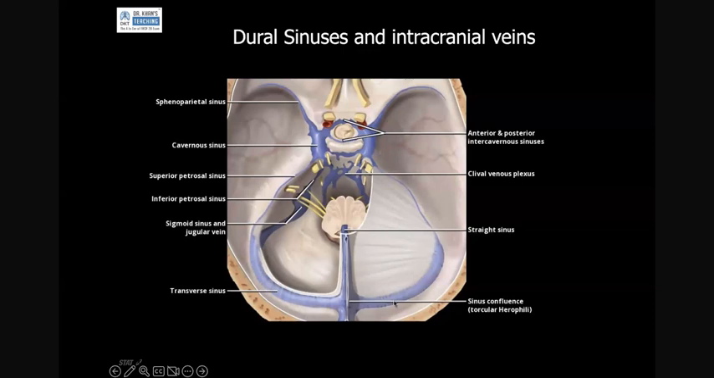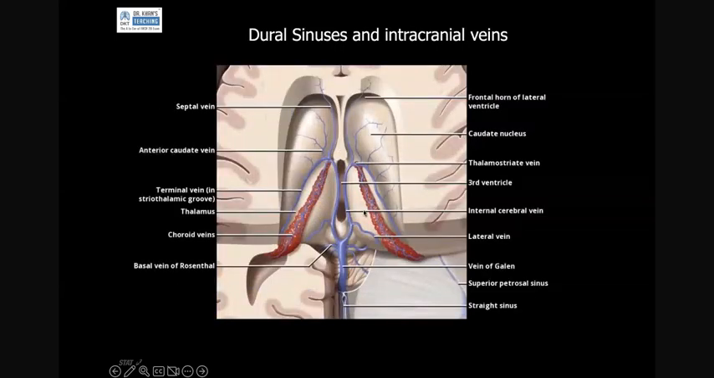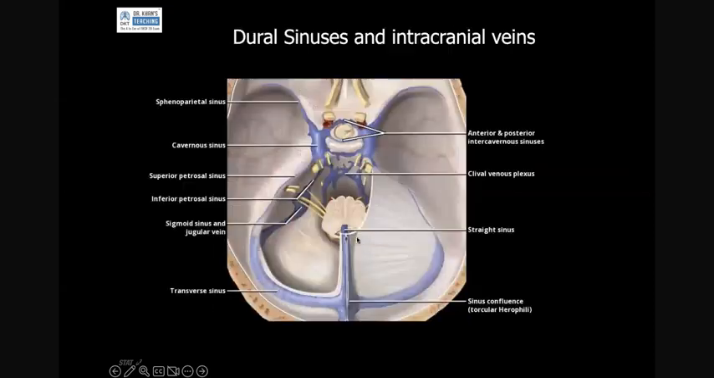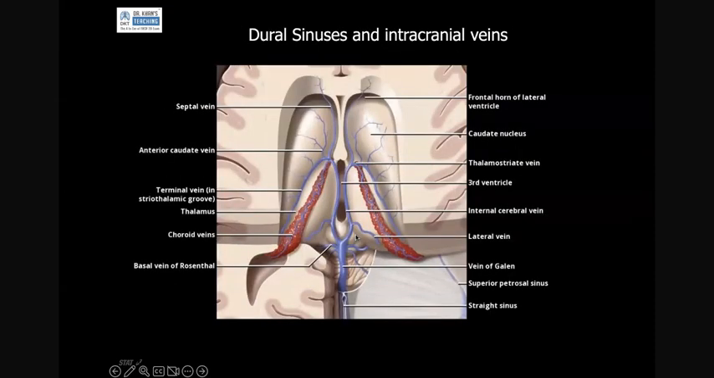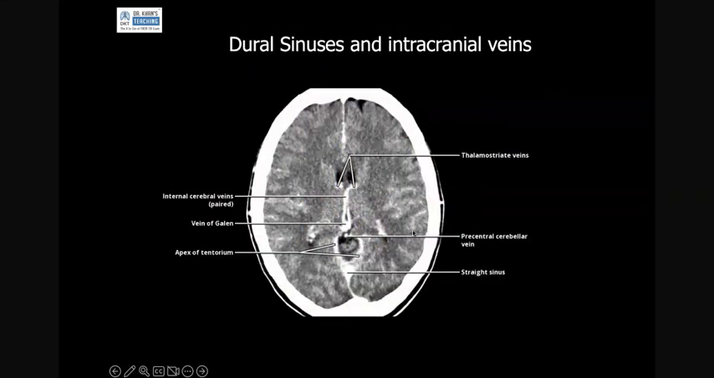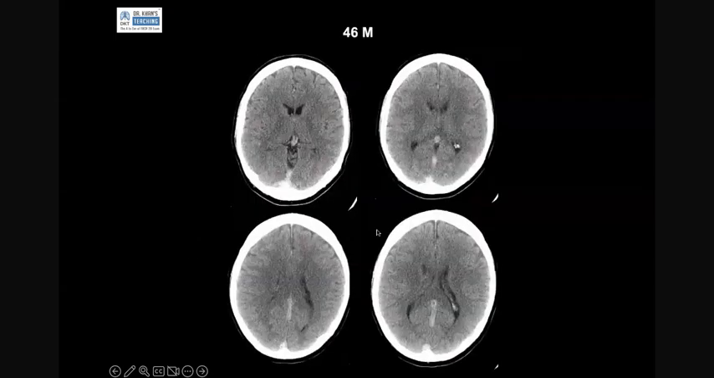And these are the two transverse sinuses. Of course, cavernous sinus is slightly different territory. And here, just to make a point that the internal cerebral veins, both of them are draining the vein of Galen, and then the straight sinus. This is an axial post-contrast sequence with internal cerebral veins, which are seen here.